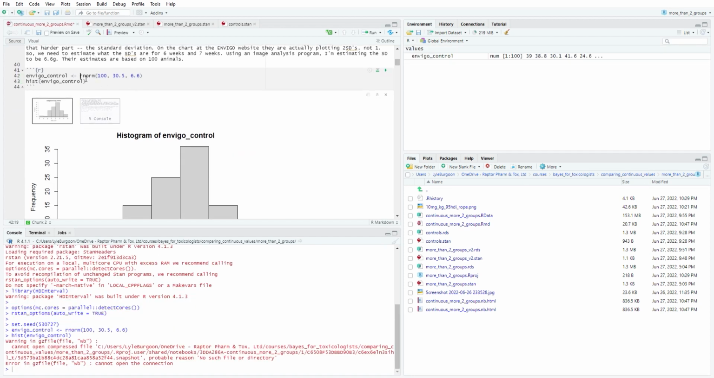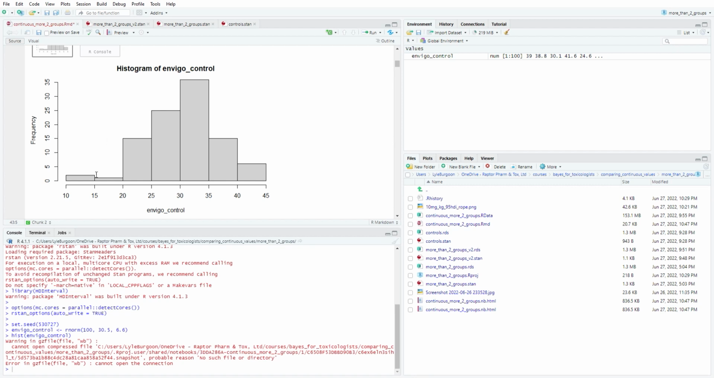Again, we're using the normal distribution. We're doing random sampling; that's what the r is for. This says I want 100 samples. My mean is 30.5, and I've got a standard deviation of 6.6. I'm putting it into the object Envigo control, and I'm going to plot the histogram of that using the hist command. And there you go. That's what our histogram looks like for this particular draw from the normal distribution with those parameters.